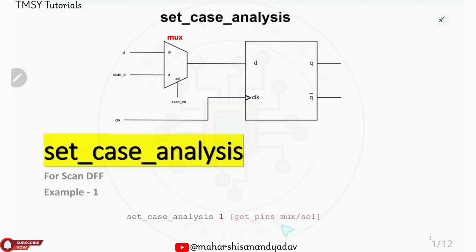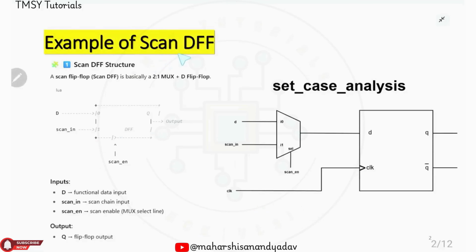Case analysis will look something like this: set_case_analysis 1 [get_pins mux/SEL]. Get_pins followed by mux is the mux name, followed by SEL, which is the name of this multiplexer's select pin. Before understanding what set case analysis is, we need to see some of the background. This is how the example of a scan D flip-flop will look.